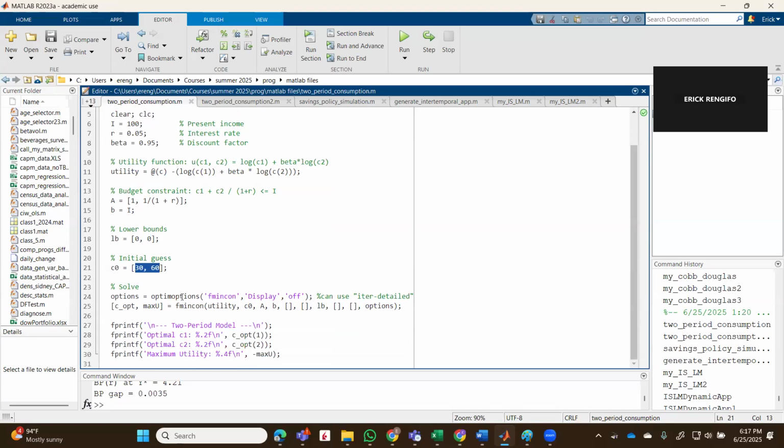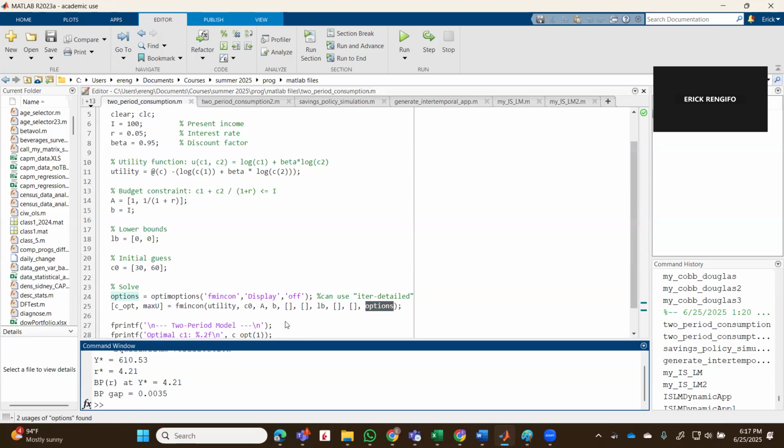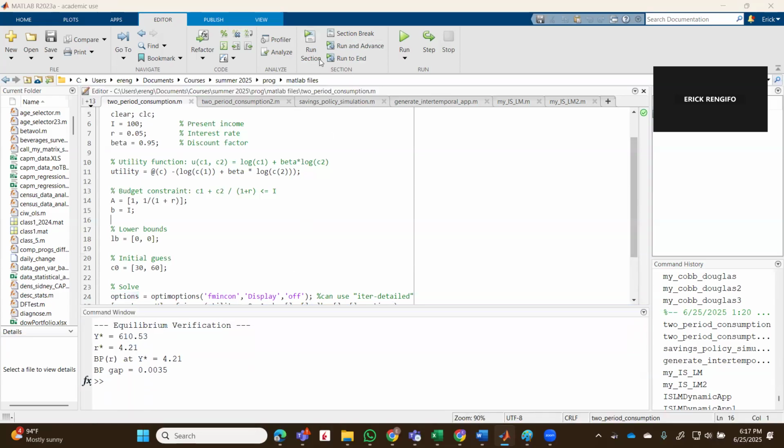Then we do the setting of the fmincon. I will use fmincon, and I don't want to display anything. I just want to run the optimization. So I will find my optimal C and my maximum utility. What I will do is input the utility function that I have written here, my starting values, my limits and my lower bound. In the options, I'm simply saying use fmincon, don't display anything. And then I'm simply printing the results. That's what we are doing here. So let's run this one and let's see what we have.